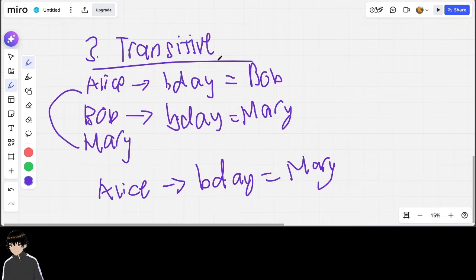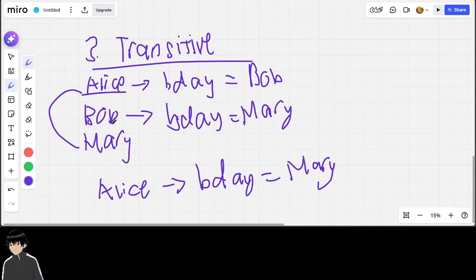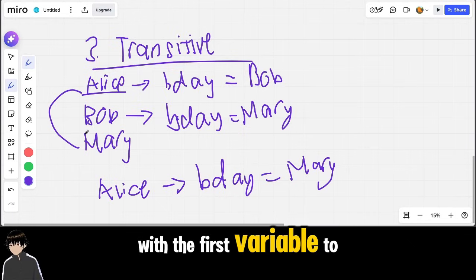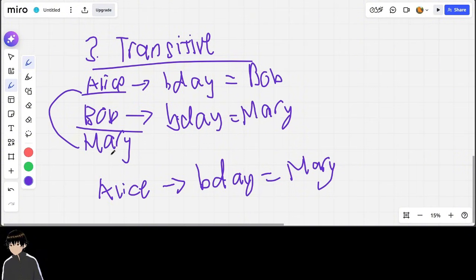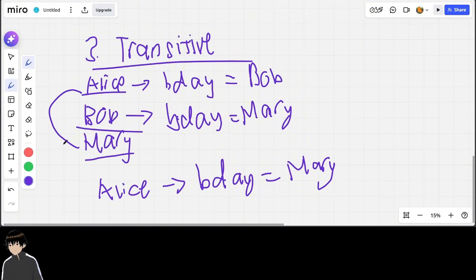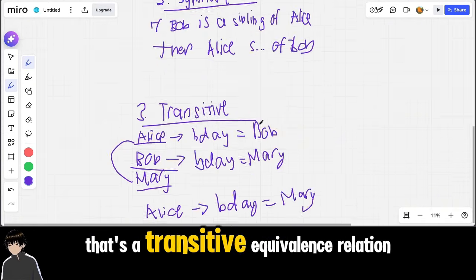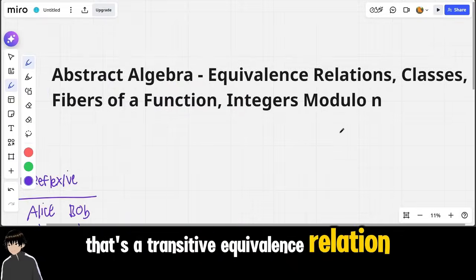There is a relationship with the first variable to the second variable, and the second variable has a relationship to the third variable, then the first variable has a relationship to the third variable. That's a transitive equivalence relation.